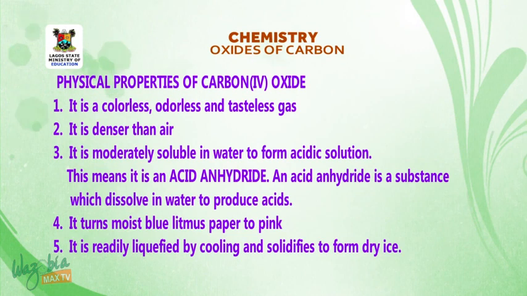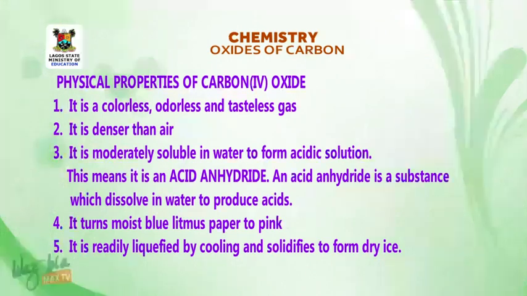This means carbon dioxide is an acid anhydride. An acid anhydride is a substance which dissolves in water to produce acids. Number four, it turns moist blue litmus paper to pink. And number five, carbon dioxide is readily liquefied by cooling and solidifies to form dry ice.